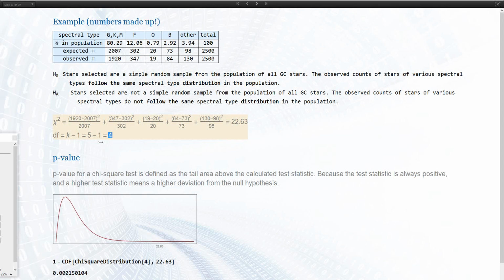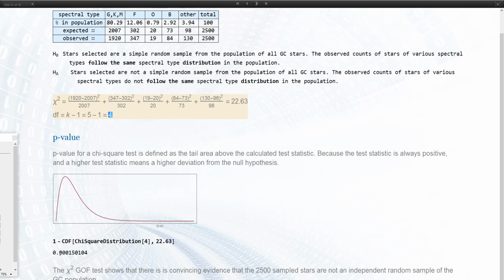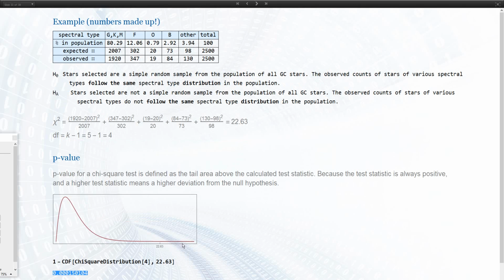So what we are looking for is, what is the p-value for a chi-square of 22.6 in a chi-square distribution with 4 degrees of freedom? That looks like this here. And 22 point something is here. So the area under the curve is basically very small. So this tells us that our sample deviates from the population in some way. It's not representative.